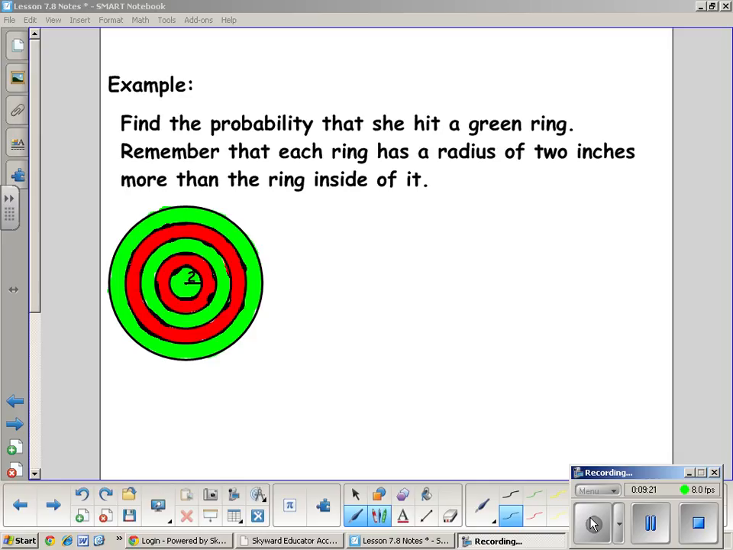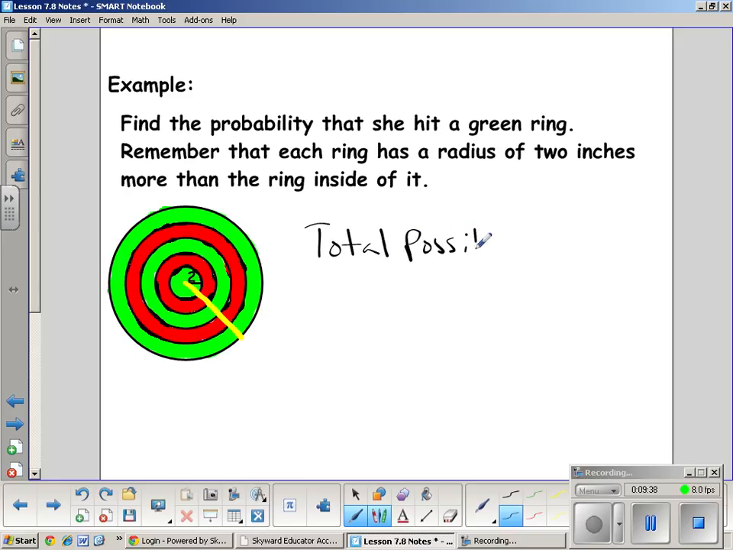And so, we have 2, 4, 6, 8, 10. So the total possible is what? 3 out of 4. The total possible would be pi times 10 squared, which is 100 pi. So that's my total possible. Now I can throw units on there, but remember the units are going to cancel, so there's really no reason to worry about that.